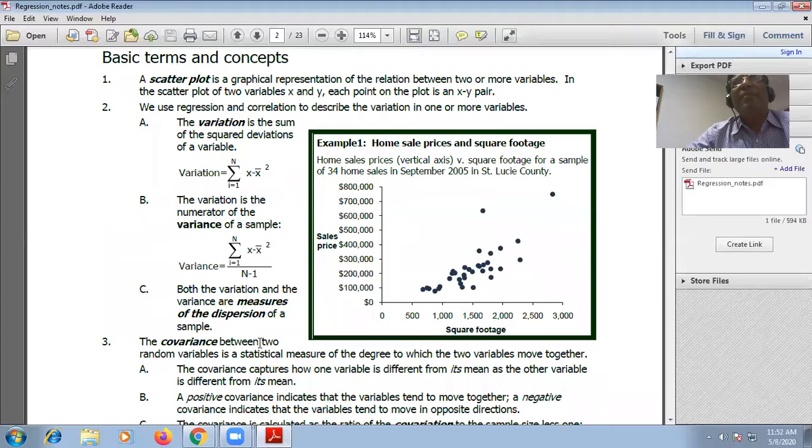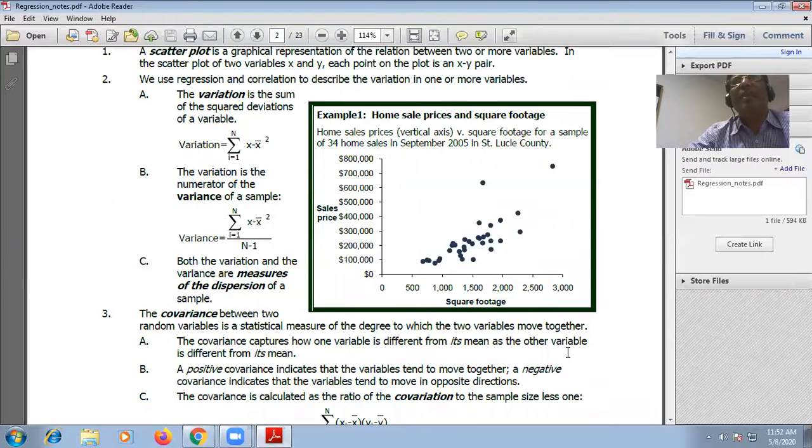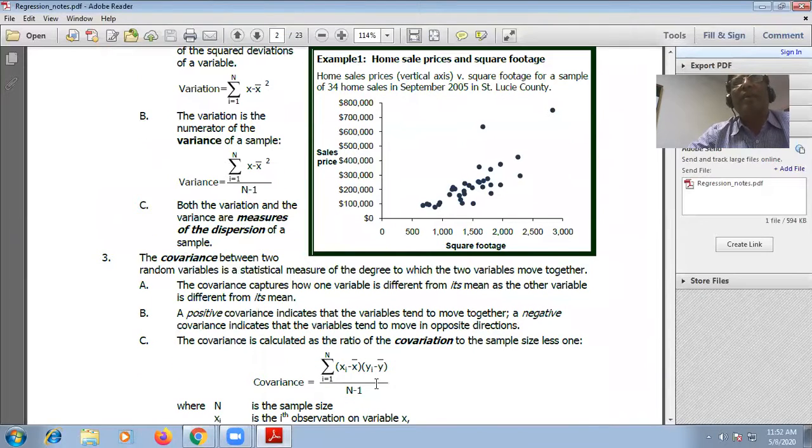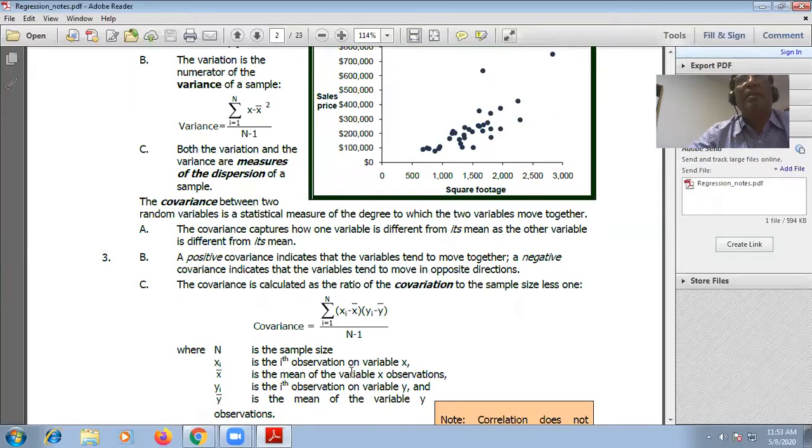The covariance between two random variables is a statistical measure of the degree to which the two variables move together. It is very evident from this fact. The covariance is calculated as the sum of the products of deviations divided by the sample size less 1. You should note what n is, what xi is, what x bar is, what yi is, and what y bar is.